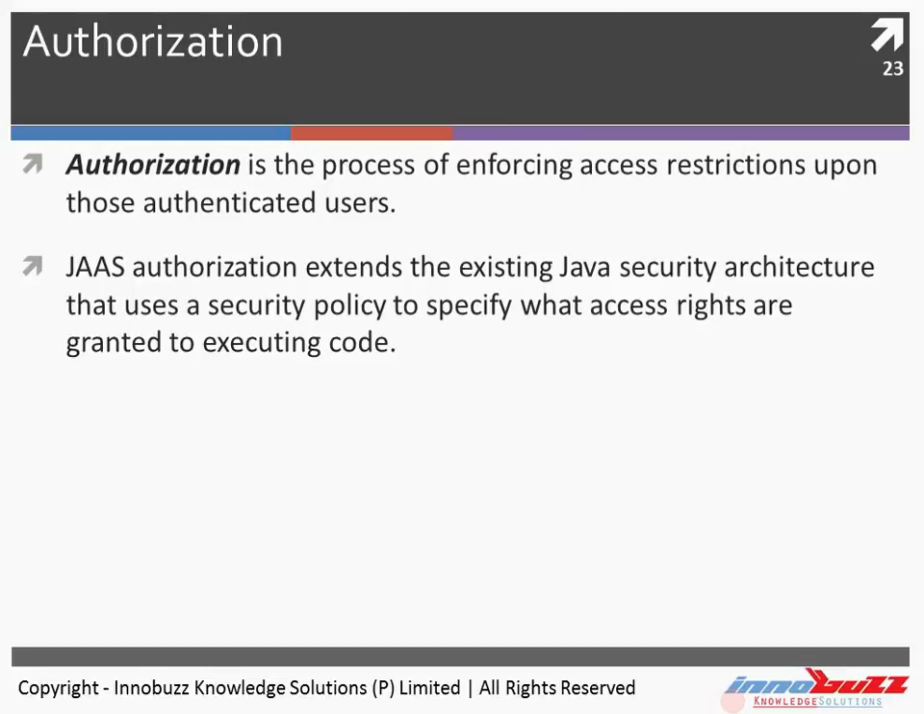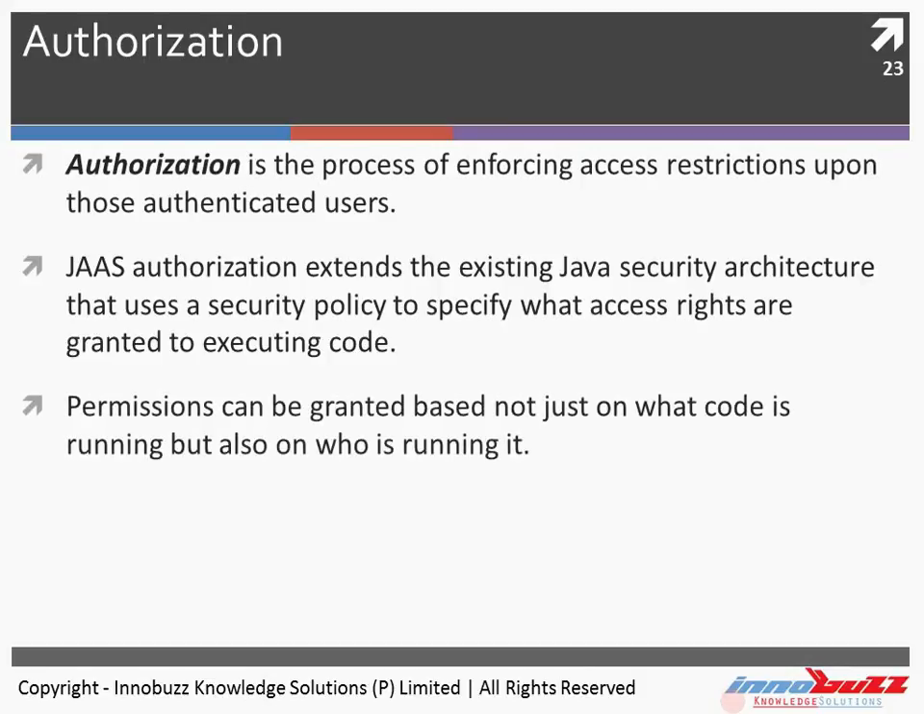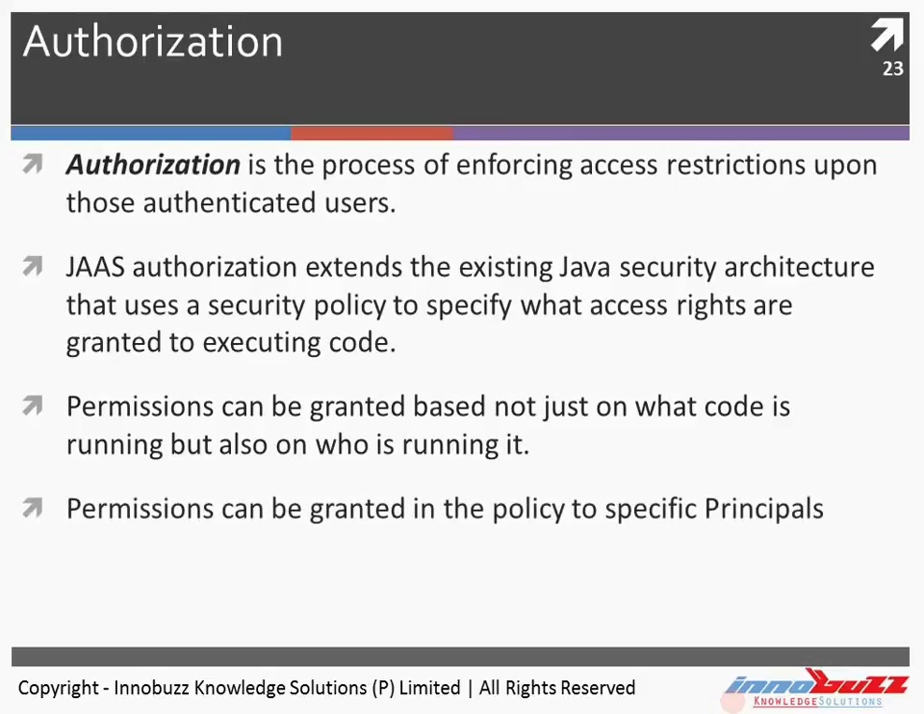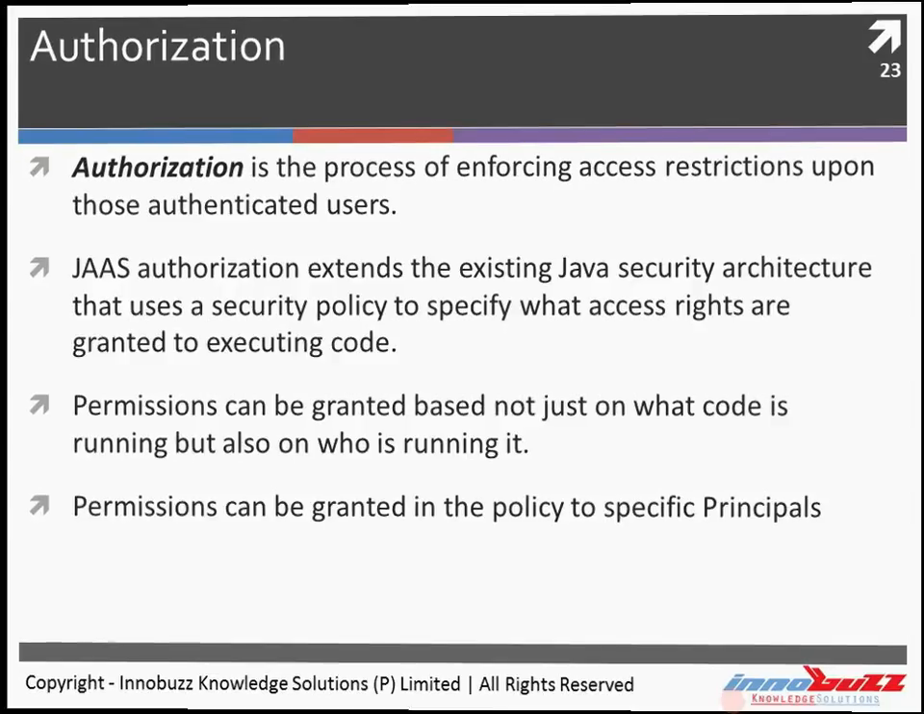JAAS authorization extends the existing Java security architecture that uses a security policy to specify what access rights are granted to executing code. Permissions can be granted based not just on what code is running but also on who is running it. Permissions can be granted in the policy to specific principals.